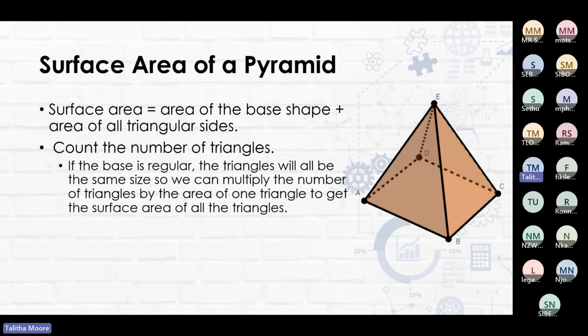Okay, the surface area of a pyramid. Again, it's the area of the base shape plus the area of all the triangular sides. Now, we only use regular shapes. In other words, all 4 sides of this pyramid are equal. If it was something else like a pentagon, then there would be 5 sides. If it was a triangular base, it would be 3 sides. So you do need to count the number of sides on the shape.